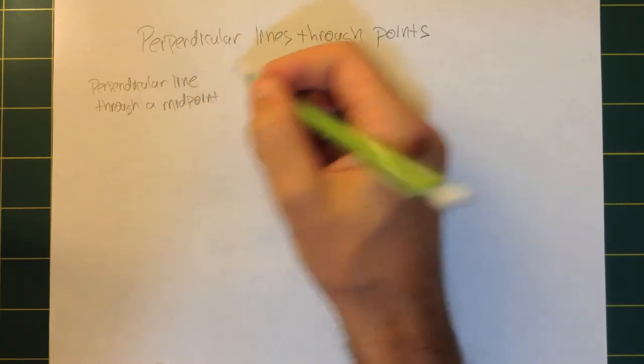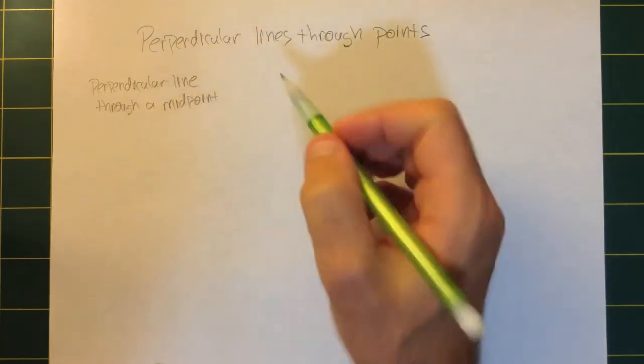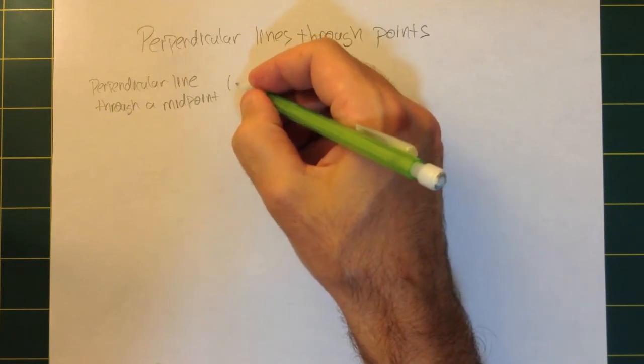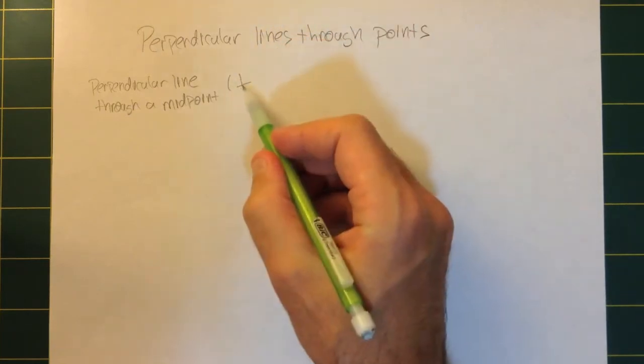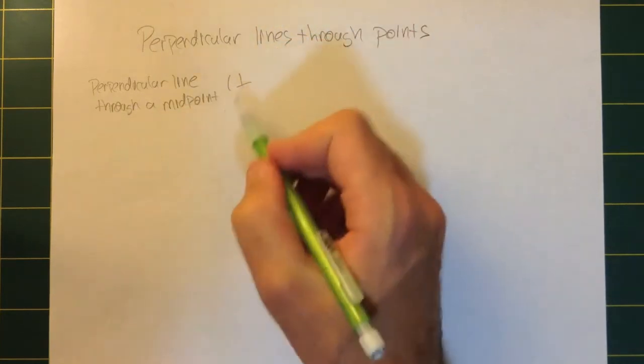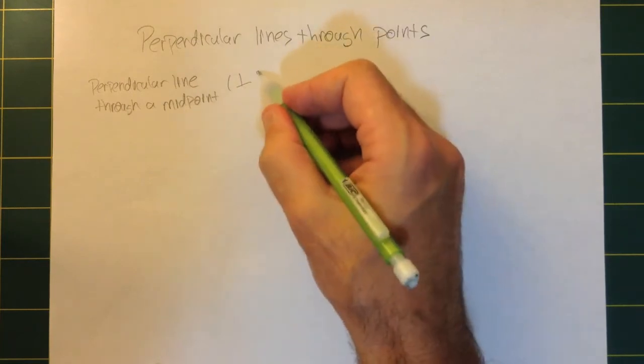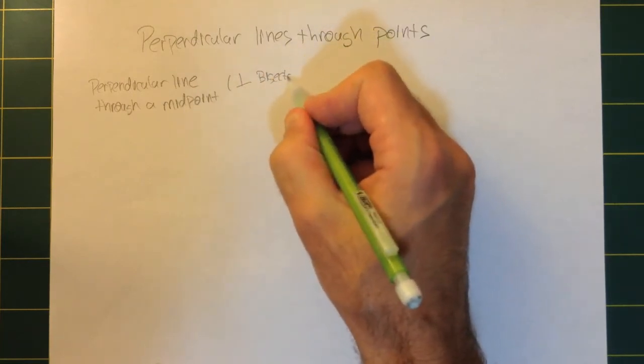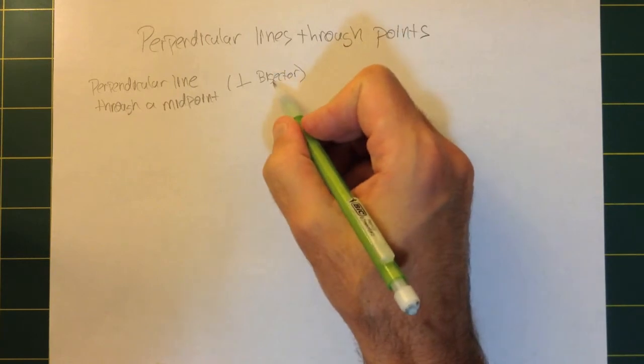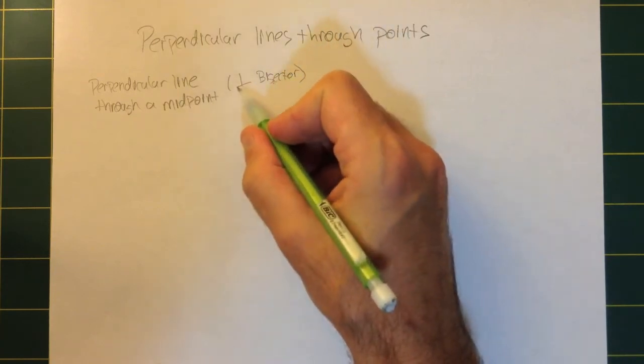And when you do that, the perpendicular line that goes through the midpoint gets a special name. It's called a perpendicular, I'm going to use the symbol for perpendicular here because I don't want to write the word again, perpendicular bisector. So it cuts the segment in half, it bisects the segment, and when it bisects the segment, it also makes a right angle.